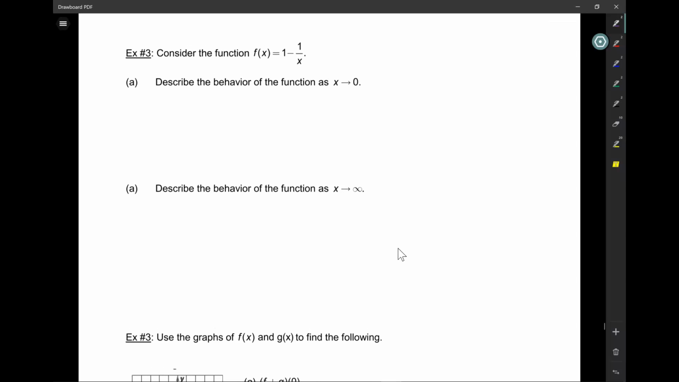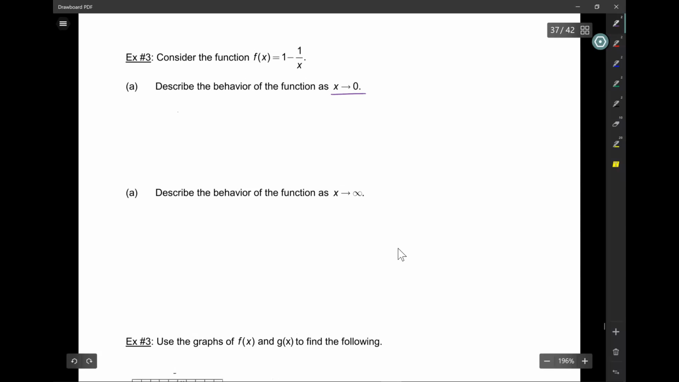So consider this function f of x equals 1 minus 1 over x. It says to describe the behavior of the function as x approaches 0. When you have something like this, this is called a limit, right? And, you know what? I'm going to add here from the positive side. So this is the limit as x approaches 0 of 1 minus 1 over x, and that's what we're looking for. Whenever you're talking about x approaches anything, that's a limit. Describe the behavior means find the limit as x approaches 0 of this function.